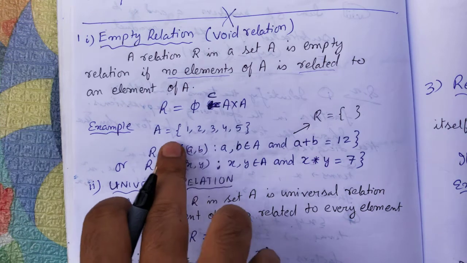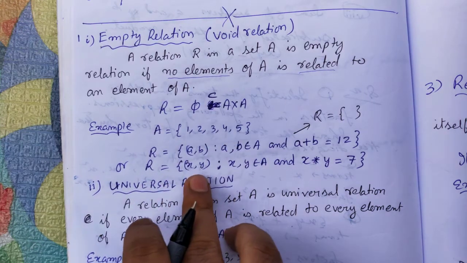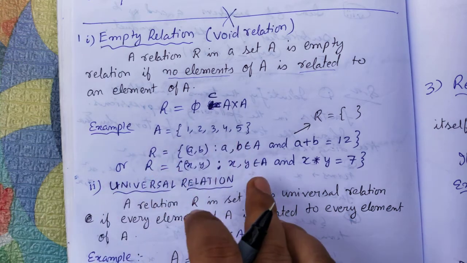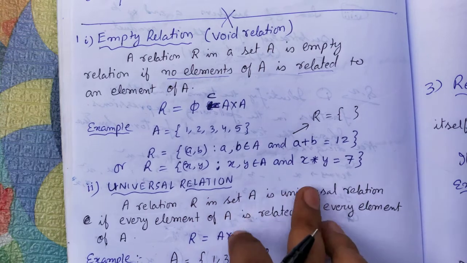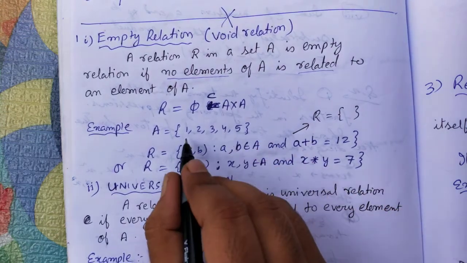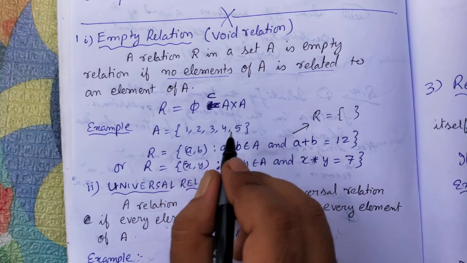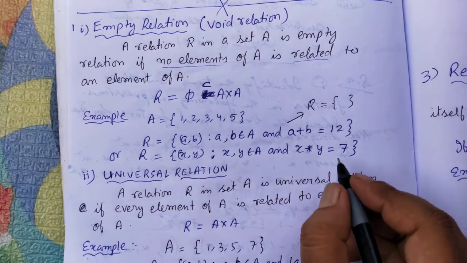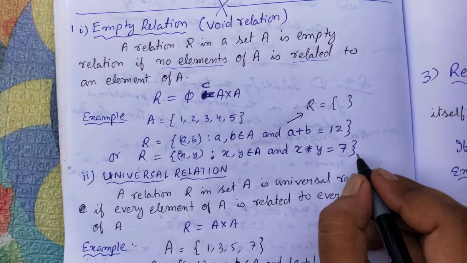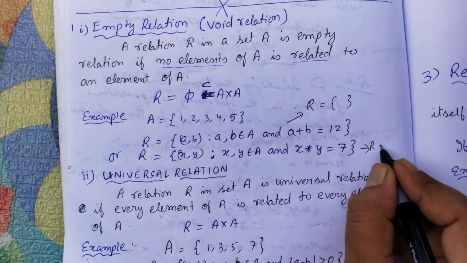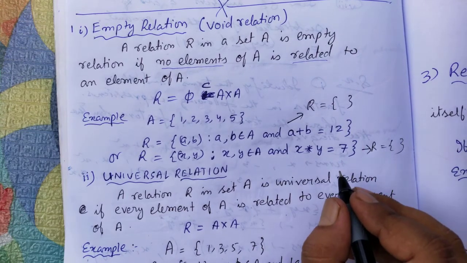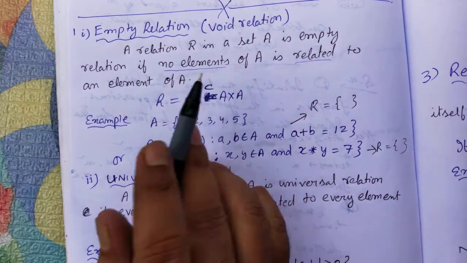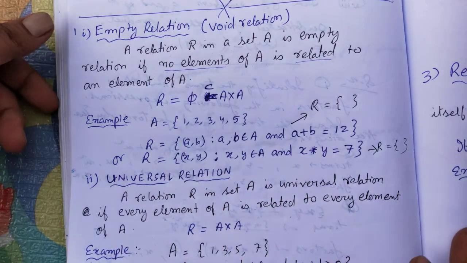Or on the same set A, if another relation is given, x, y belongs to A, that means x and y can be any number from here such that the product xy is 7. So try to multiply any numbers here. Are you getting 7 or not? 1 into 5 is also not 7, 2 into 5 is 10. So multiply any numbers here, you will not get any pair whose product is 7. That means in this situation also R is empty. Clear? So this type of relation is called empty relation, where in the relation no elements are present.